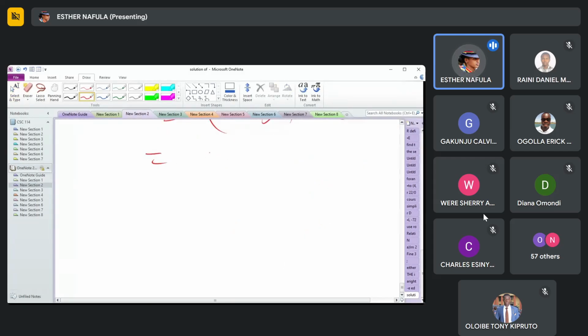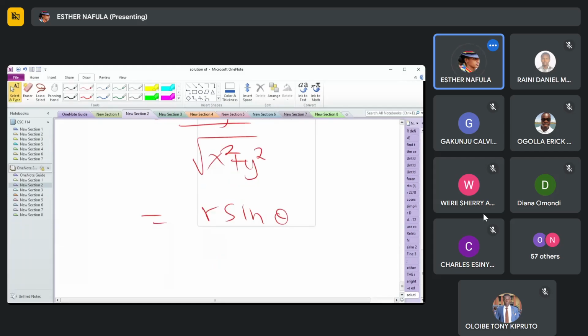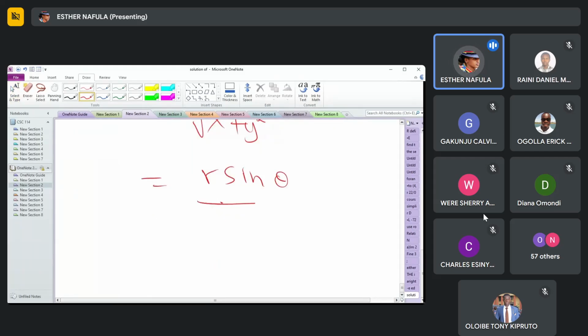This is equal to y divided by the square root of x squared plus y squared. But y is the same thing as r times sine theta, and the square root of x squared plus y squared is the same thing as r. So r and r cancel out, and we have partial r, partial y equals sine theta.